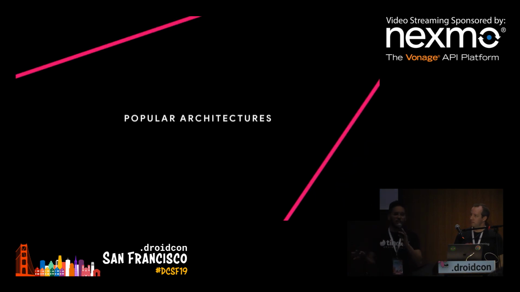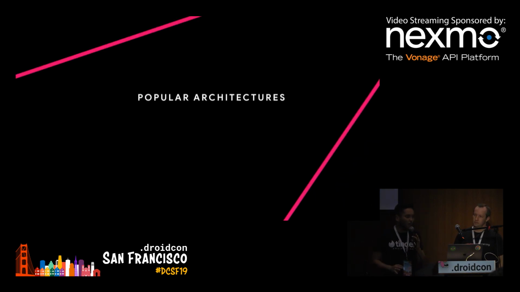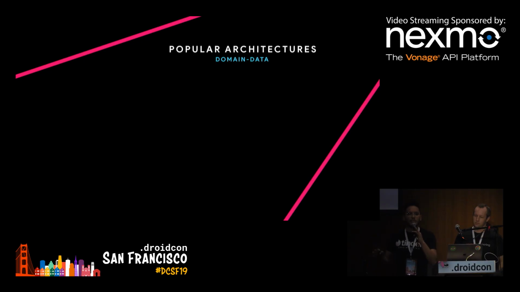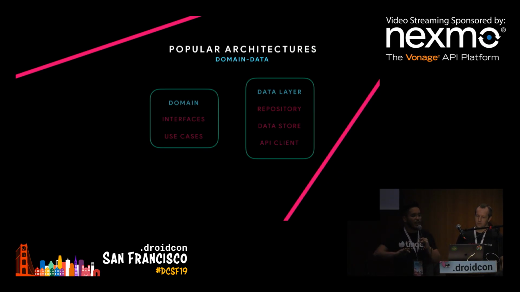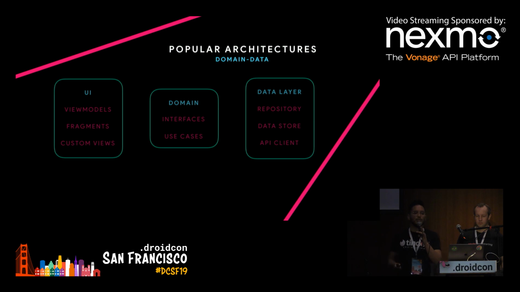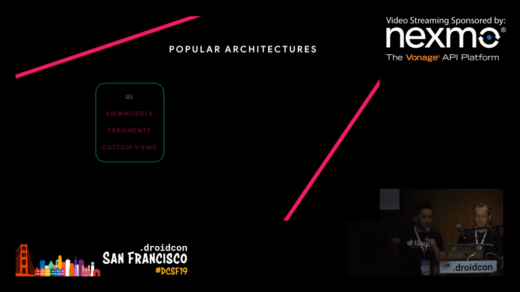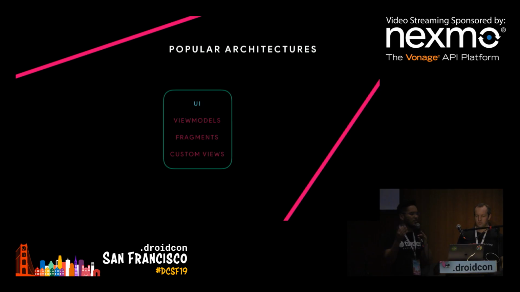So if we take a very quick look at the popular architectures that we have nowadays, the domain and data layer is usually very well established. Some people may have some doubts or some different preferences, but most of the time in the data layer, we're going to have a repository, a data store, a client. Sometimes in the domain, we're going to have an interface to make the communication going, and use cases if you're using clean architecture. And the UI is where questions usually arise, like, am I going to use view models? Am I going to use presenters? Am I going to use fragments? Am I going to use custom views? Like, now there is Compose, and it's like, Jesus, chill.